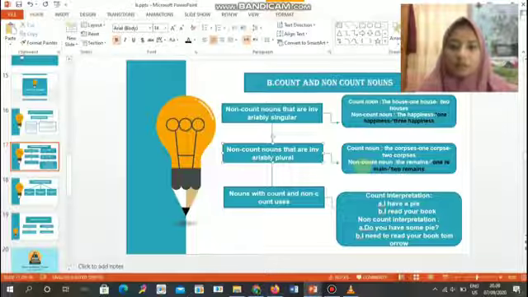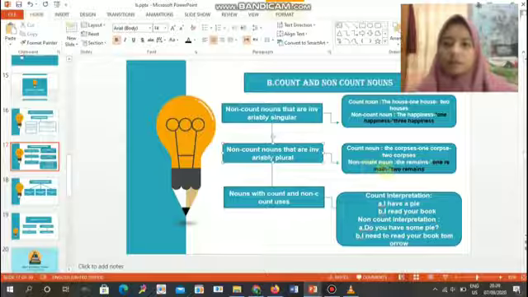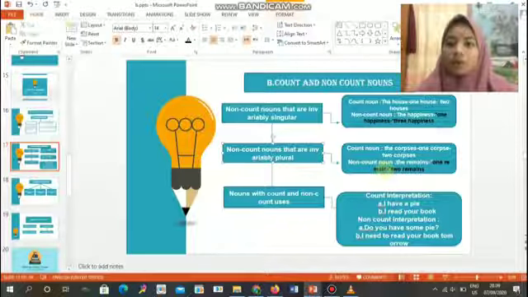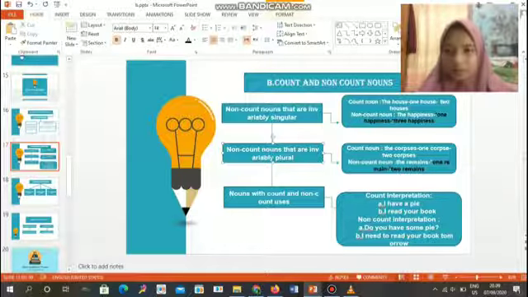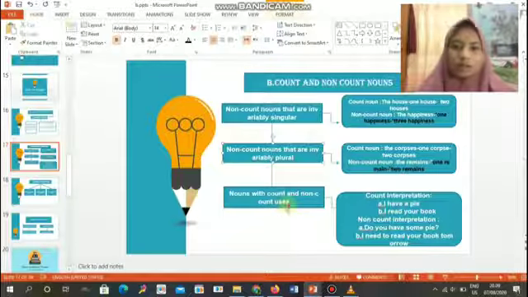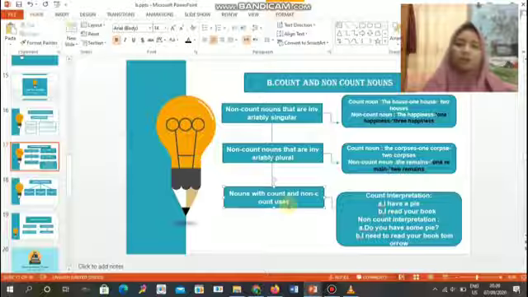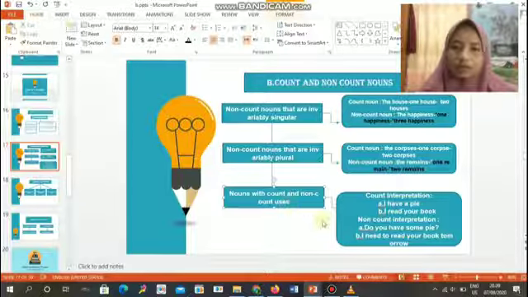And also with non-count noun, there remains, one remain and two remains. Like non-count nouns that are invariably singular, one remain and two remains can combine with numerals, I mean. Okay, and then nouns with count and non-count uses.